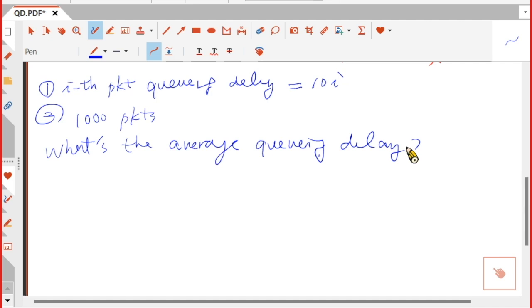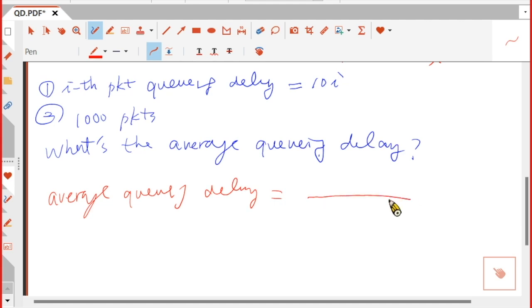Alright, what's the average queuing delay if we have the formula? Consider 1,000 packets, a really large value. Well, if we have this queuing delay, we have 1,000 here, right? And we need to have the summation here, from the first one to 1,000. And that's all.